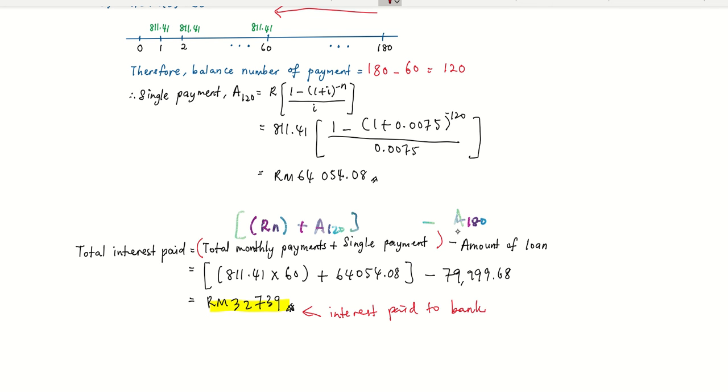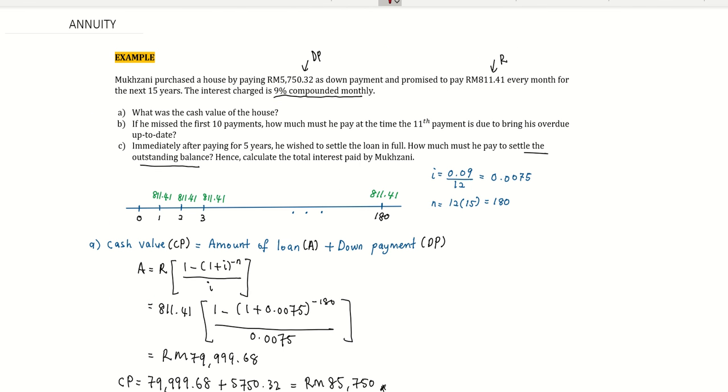So meaning that the earlier the settlement of the loan is made, the less interest Mukhzani has to pay, because he settled the loan 5 years early. That's all.